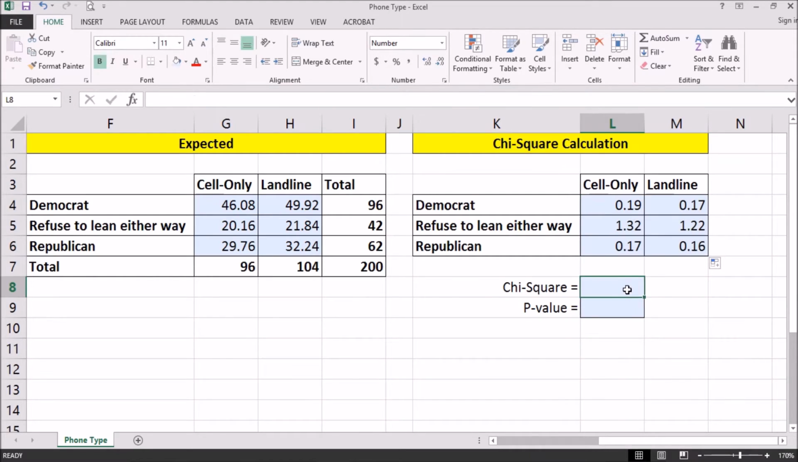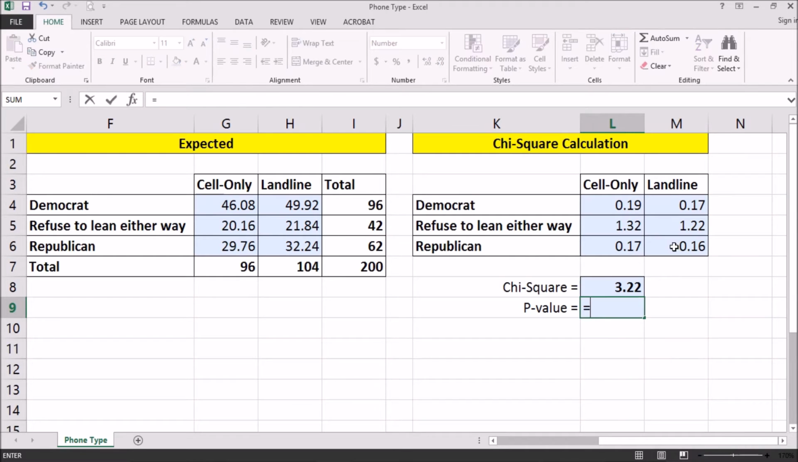We can sum these individual chi-square statistics to come up with our overall chi-square value. With this value of 3.22, you could use a lookup table to determine the p-value based on the appropriate degrees of freedom. The degrees of freedom are the number of rows minus 1 multiplied by the number of columns minus 1. So we have 2 degrees of freedom.